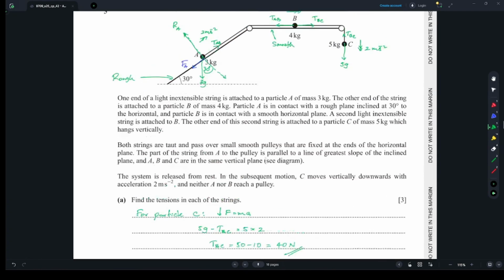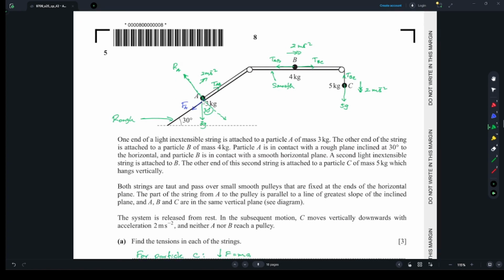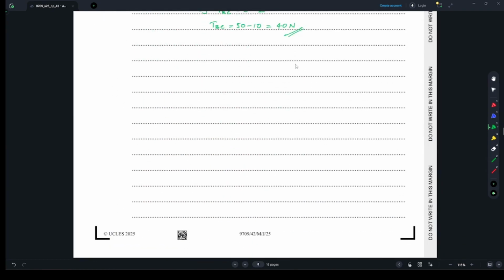And then again, now you have to find out TAB. So you can consider particle A or B. But here, as you can see, for particle B, you have only two forces, TBC and TAB. So you can simply apply that one for particle B, because if you select A, you have to find the friction and so on, right? Because we have a lot of forces there. So let's consider particle B.